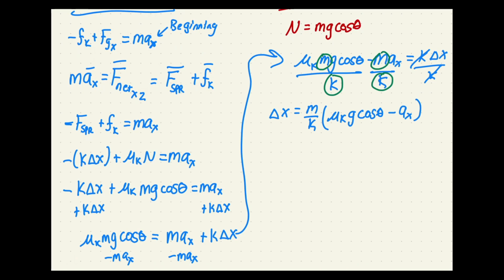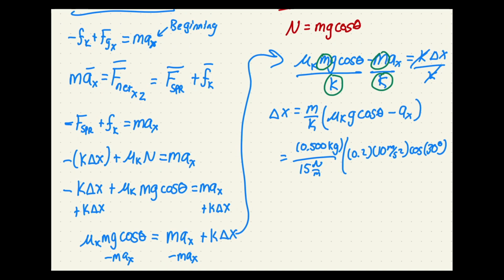Now I can plug in some values. My mass again is 0.500 kilograms. K was 15 newtons per meter. I'm multiplying that by mu k, which is 0.2, times g, which is 10 meters per second squared, times cosine of my 30-degree angle.